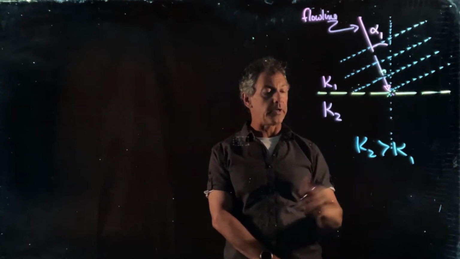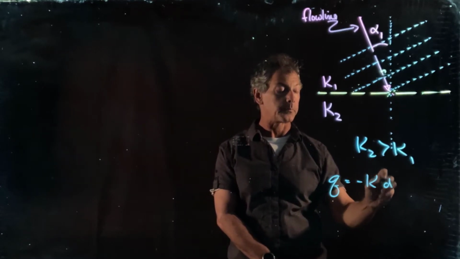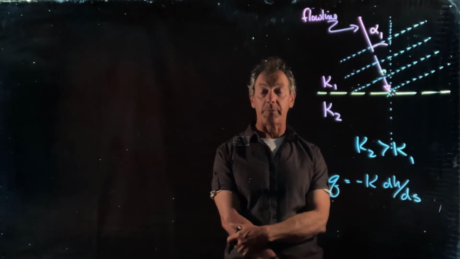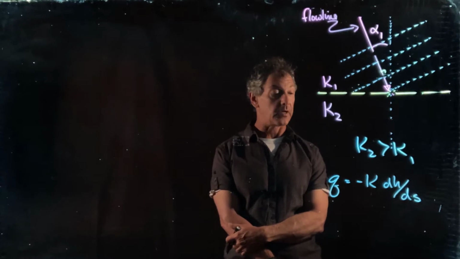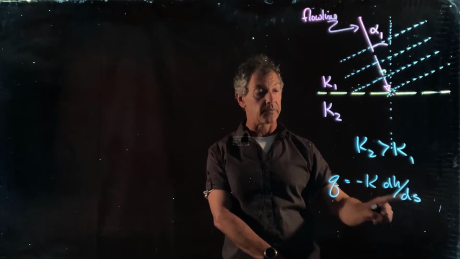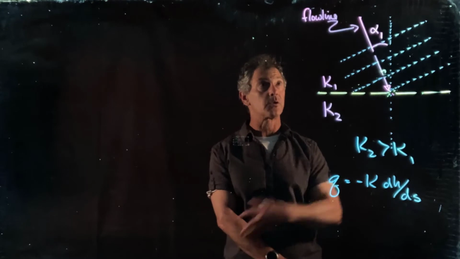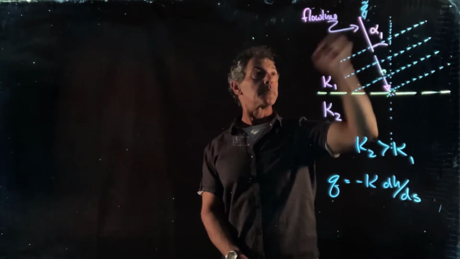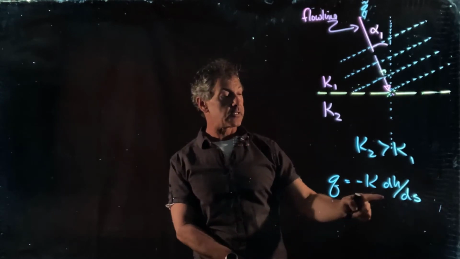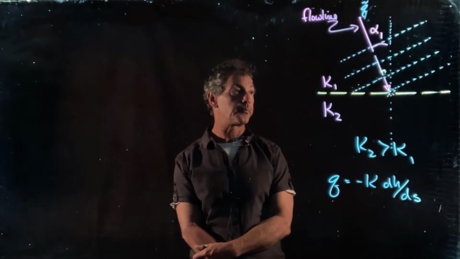So what do we know? We always know this. We know the hydraulic gradient in the direction of flow times the hydraulic conductivity is equal to the specific discharge. And of course, a flow line, that's a specific discharge vector. And so let's think about what happens here when K2 is greater than K1.